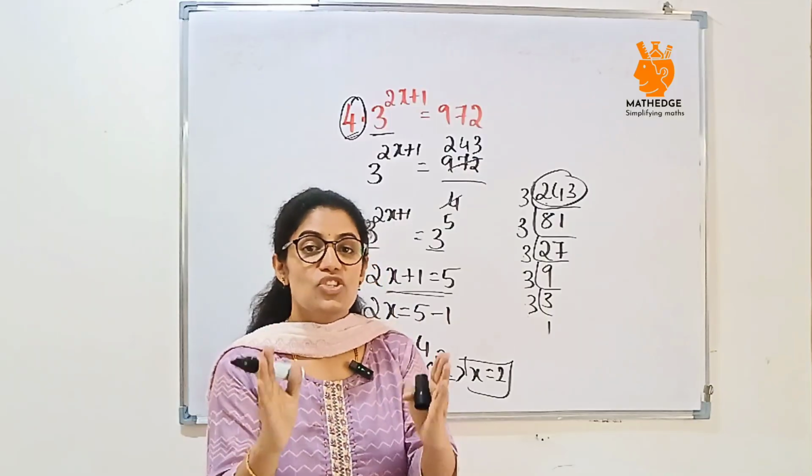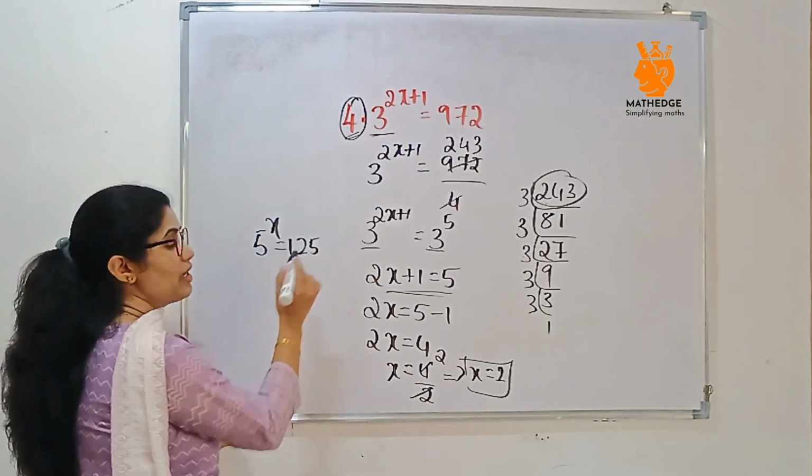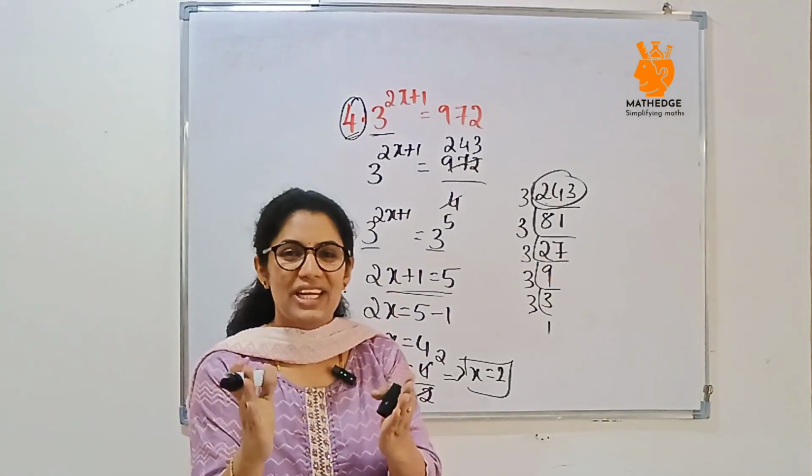So your turn, solve for x: 5^x is equal to 125, and drop your answers in the comment box. Let me see who gets it first.